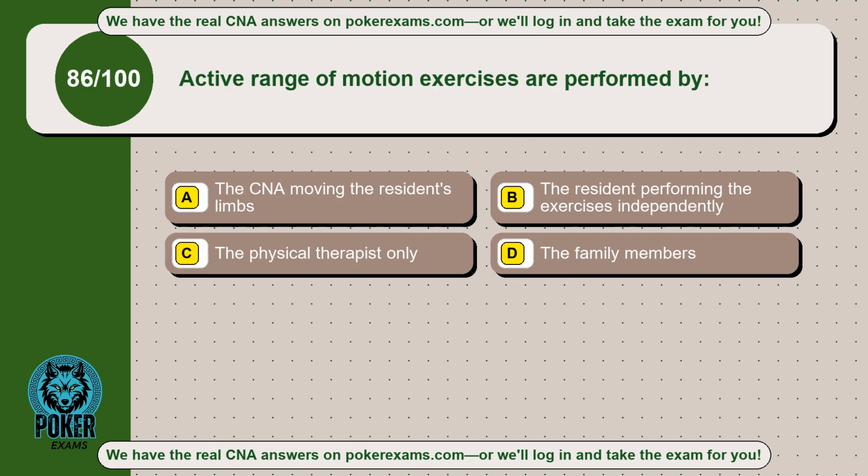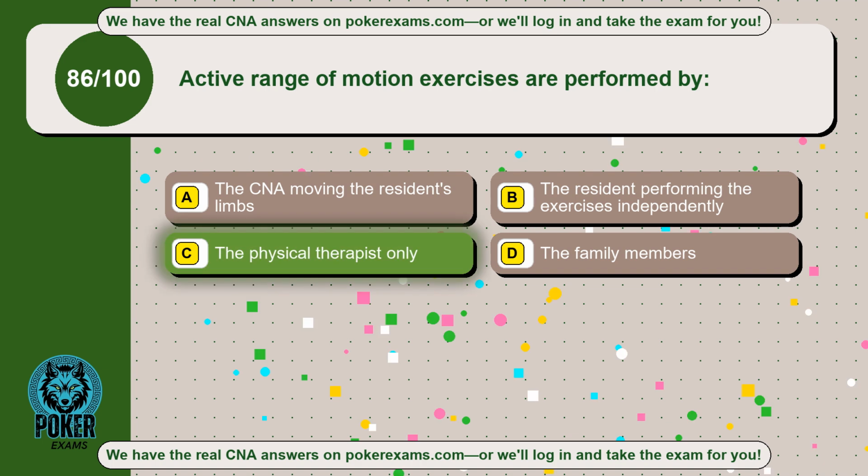Question 86. Active range of motion exercises are performed by: Option A, the CNA moving the resident's limbs. Option B, the resident performing the exercises independently. Option C, the physical therapist only. Option D, the family members.